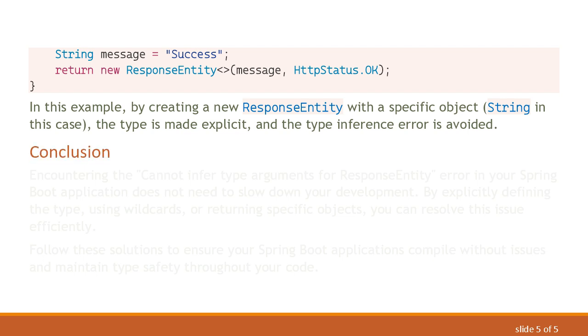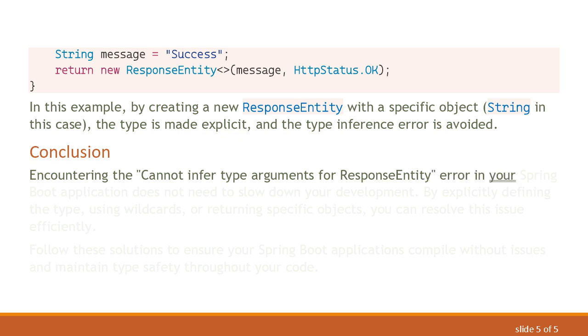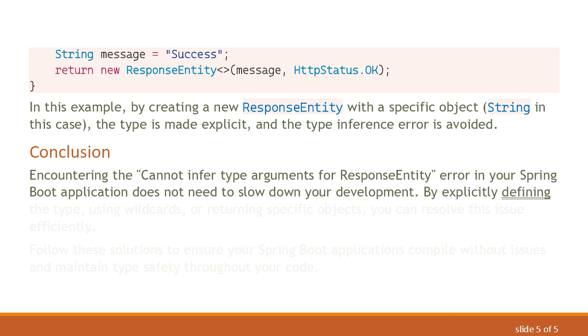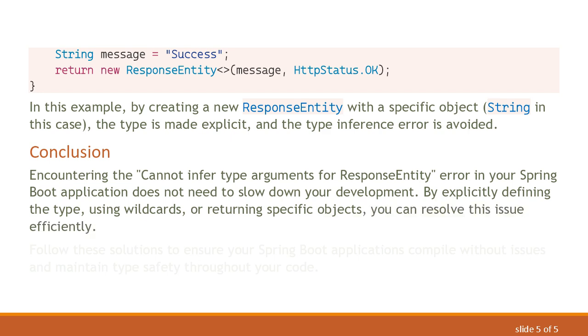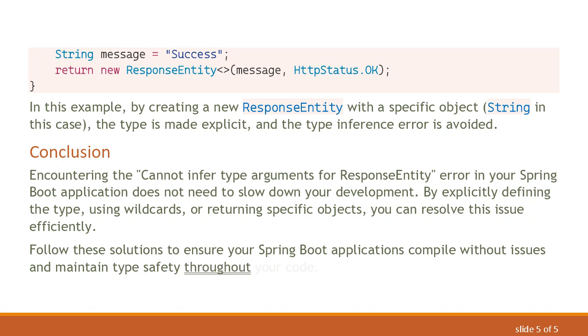Conclusion. Encountering the cannot infer type arguments for ResponseEntity error in your Spring Boot application does not need to slow down your development. By explicitly defining the type, using wildcards, or returning specific objects, you can resolve this issue efficiently. Follow these solutions to ensure your Spring Boot applications compile without issues and maintain type safety throughout your code.